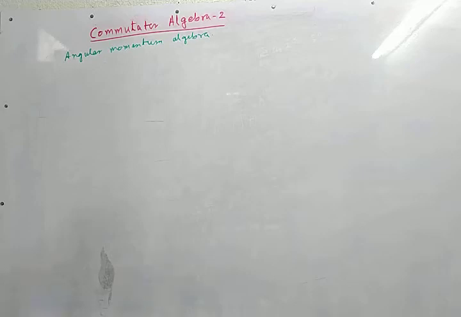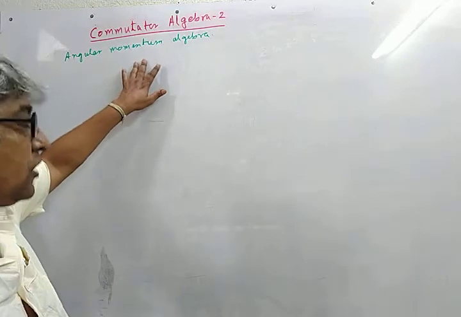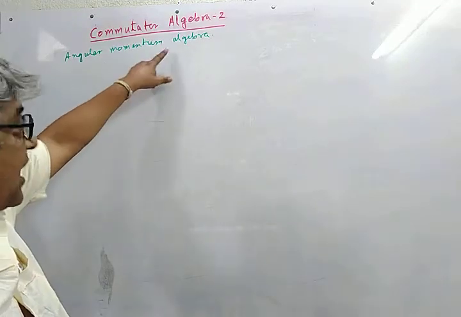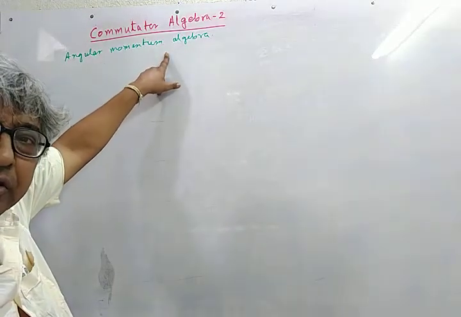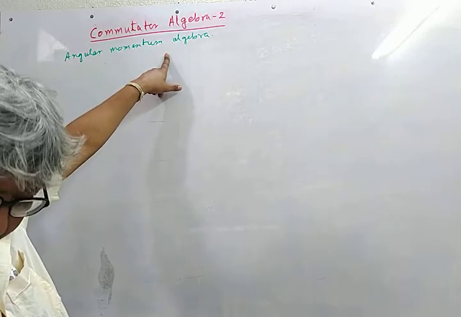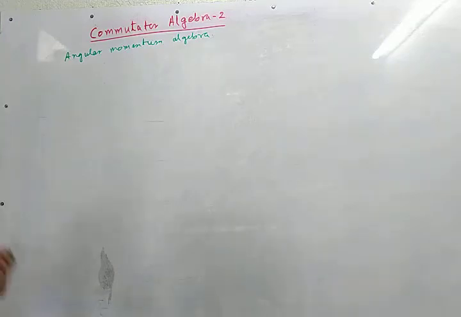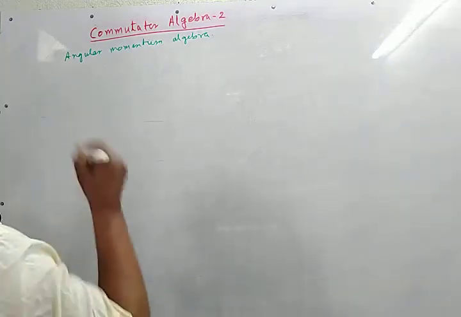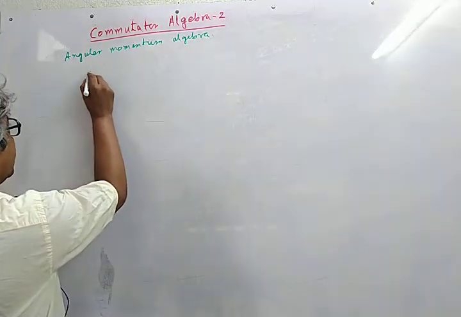Second lecture on commutator algebra. Today we shall discuss the commutator algebra involving angular momentum, especially the Cartesian components of the angular momentum operator. Let me first recapitulate what we have found earlier.